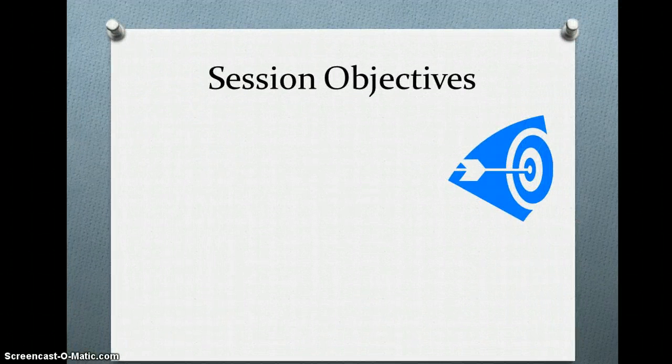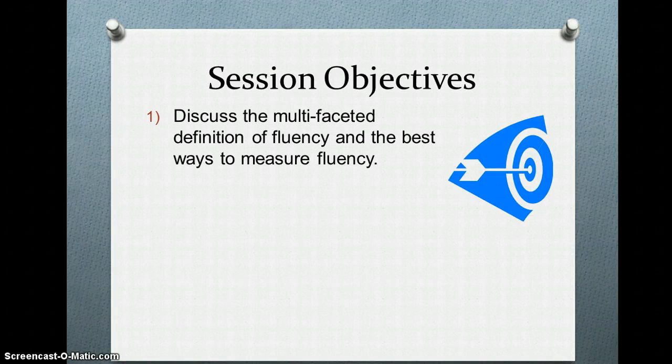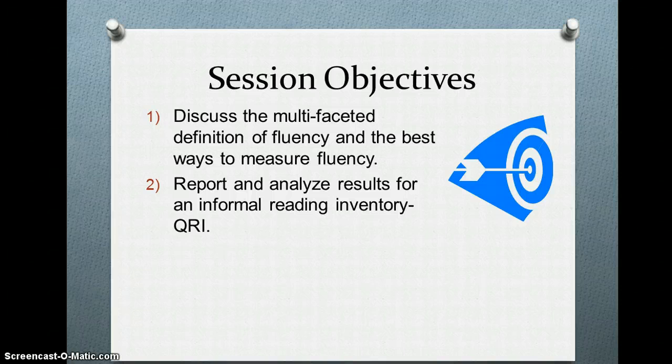All right, so this week, we really had two objectives for our lectures, and that was first to discuss the multifaceted definition of fluency and the best ways to measure fluency. So hopefully now you see that it is more than accuracy, it is more than rate, it is many pieces together. So accuracy, automaticity, and prosody. And we want to be using some of these different tools like the fluency rubrics and scales to see the whole picture of their fluency.